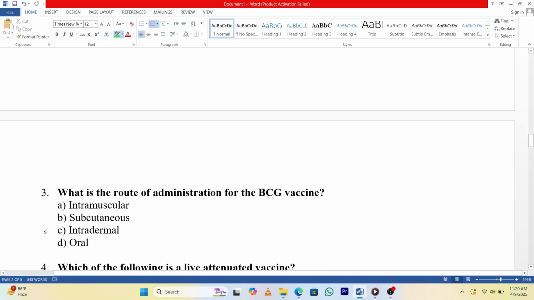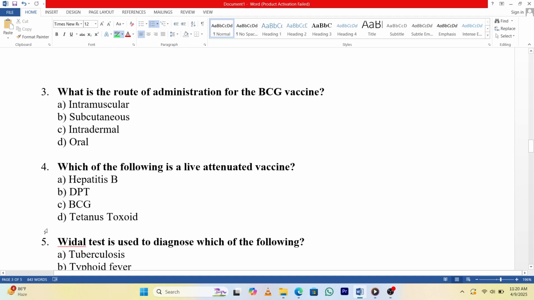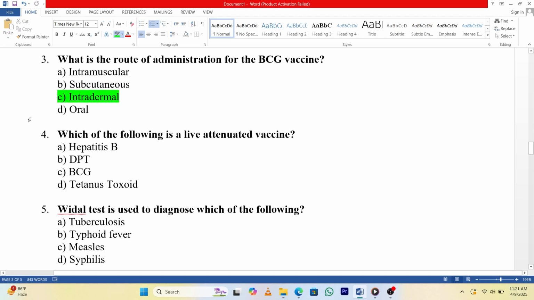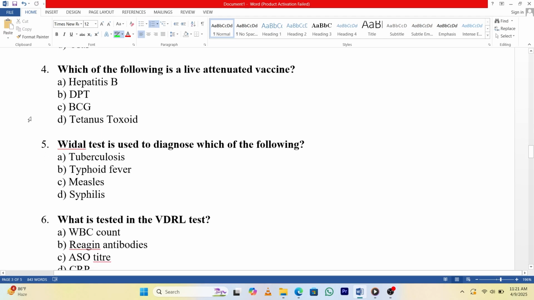3. What is the route of administration for the BCG vaccine? A. Intramuscular. B. Subcutaneous. C. Intradermal. D. Oral. Answer, C. 4. Which of the following is a live attenuated vaccine? A. Hepatitis B. B. DPT. C. BCG. D. Tetanus toxoid.